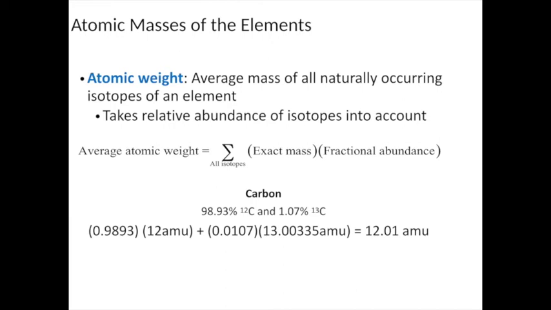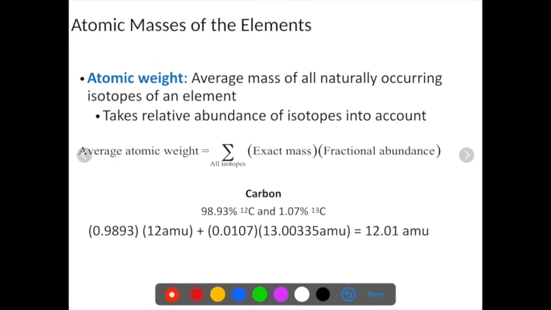So to do that, on our first example here, we take the percent abundance, 98.93%, and we divide it by 100. And that gives us 0.9893. Always divide that percentage by 100, and we're going to multiply that by the mass. The mass number is right there, carbon 12.